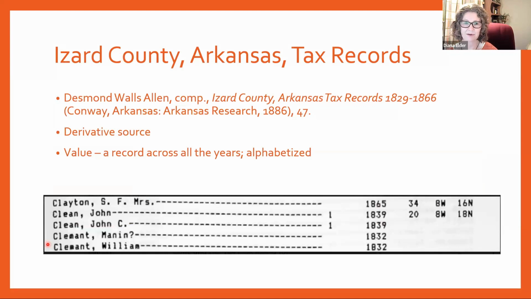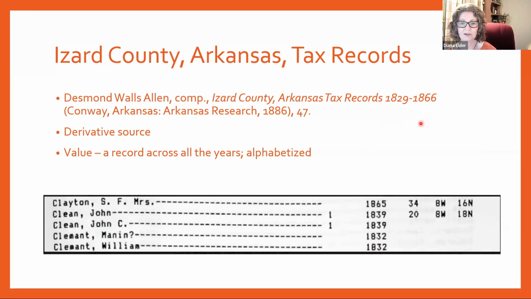So here's an example I wanted to show you of two types of sources for the same record. And these are Izard County, Arkansas tax records. I started off using this derivative source. This is a book published. It's in the Family History Library, which is where I've used it. And notice that it is alphabetical order, not by date. So we have got all sorts of different date ranges here, and it is 1829 to 1866.